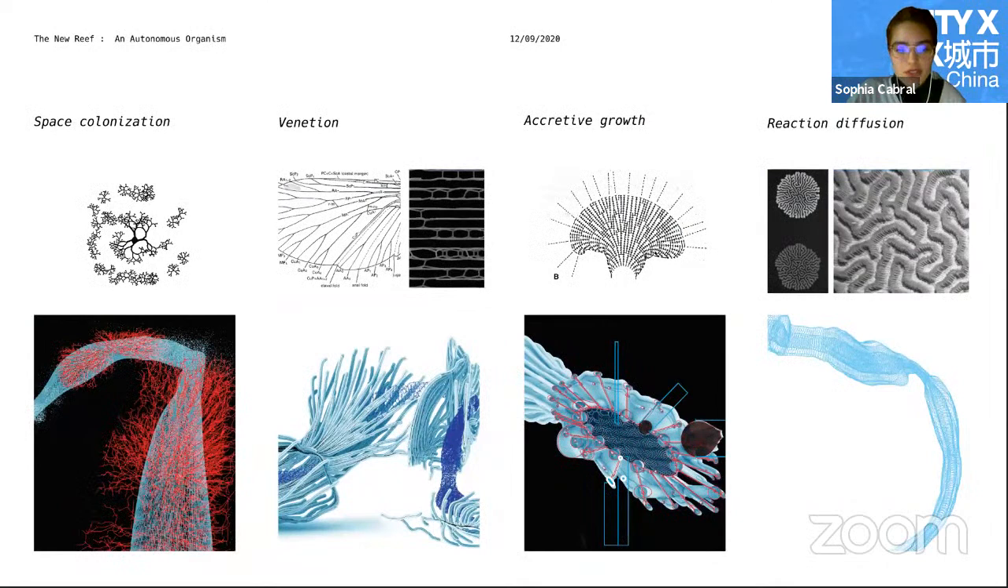And some of the drivers of form that drove the forms we created were: we looked at space colonization, so how a tree grows in order to create some sort of density. Venation for structure, similar to what is in butterfly wings. We liked that because it's a very delicate structure. The concept of accretive growth for layering, and we got inspired by reaction diffusion, which has been seen in some corals, the idea of this continuous, infinite line.